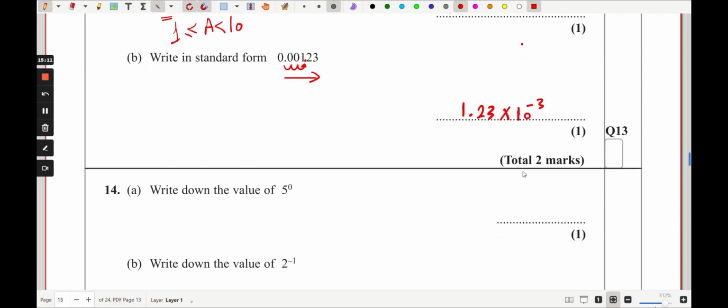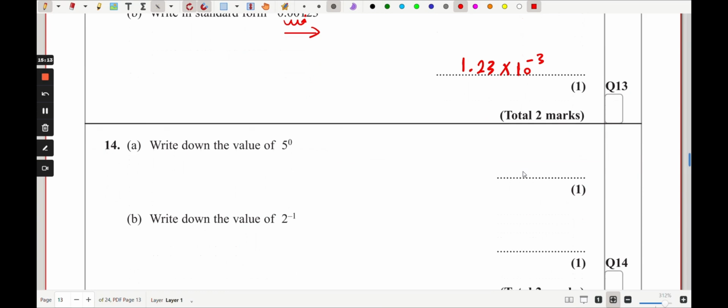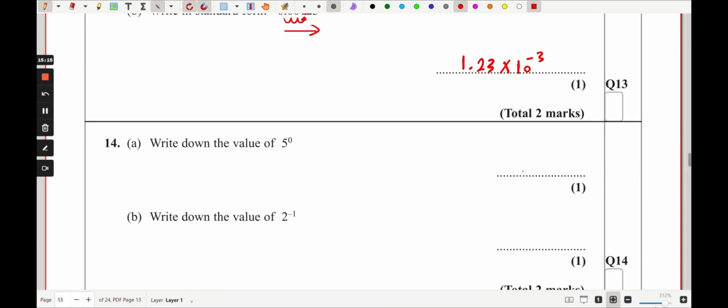Next question here. Write down the value of 5 to the power of 0. 5 to the power of 0 is equal to 1. So anything to the power of 0 is 1. Here write down the value of 2 to the power of minus 1, which is 1 over 2. 1 over 2, because we have a rule: a to the power of minus n. You can rewrite it and make the power positive by taking it down. You will get 1 over a to the power of n.